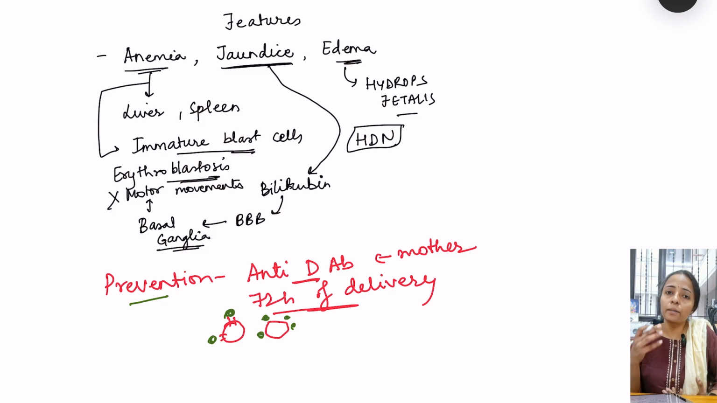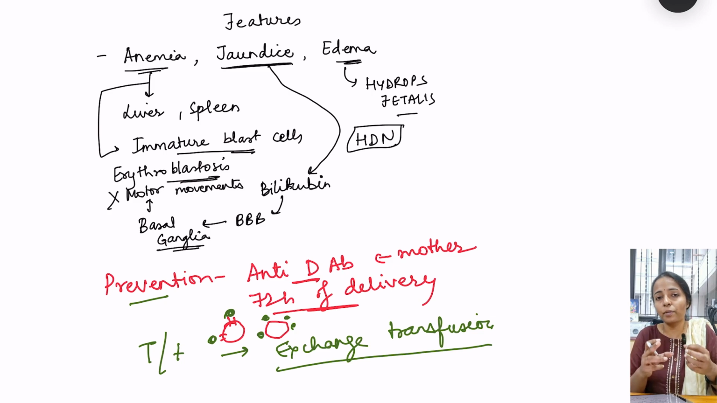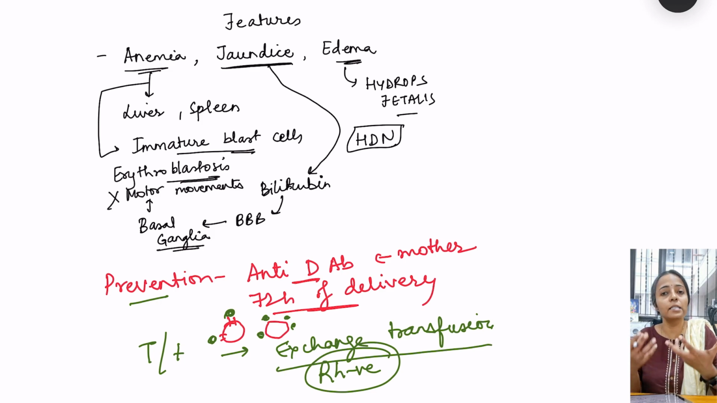But suppose that the baby gets affected, then we have to treat the baby, right? So the treatment for this is exchange transfusion. See, the Rh antibodies from the mother are destroying the fetal RBCs. So we have to prevent it. So after the baby is delivered, we take out the Rh positive blood of the fetus and transfuse Rh negative blood. Understand? This Rh negative blood doesn't have Rh antigen. So the antibodies which are directed against the Rh antigen will not be able to act on this. They will not be able to destroy it.